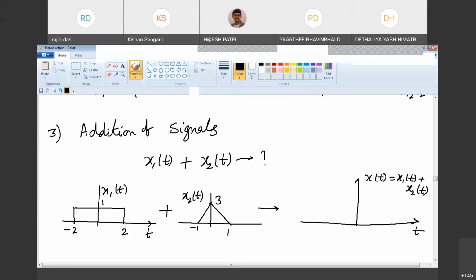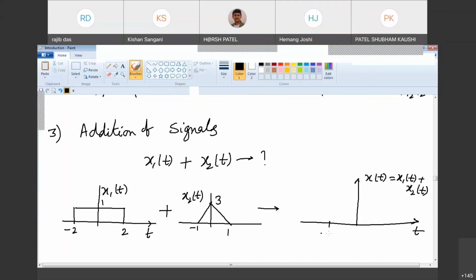Can you add these two? Anyone? Okay, what could be the shape? What is the value between -2 and -1? It would remain 1. And -1 to 0? Linearly increasing. And what is the maximum height? 4. Because x1 is 1, this is the contribution from x1, and x2 will contribute 3. So at the origin it will be 1 plus 3, which is 4. Nice.